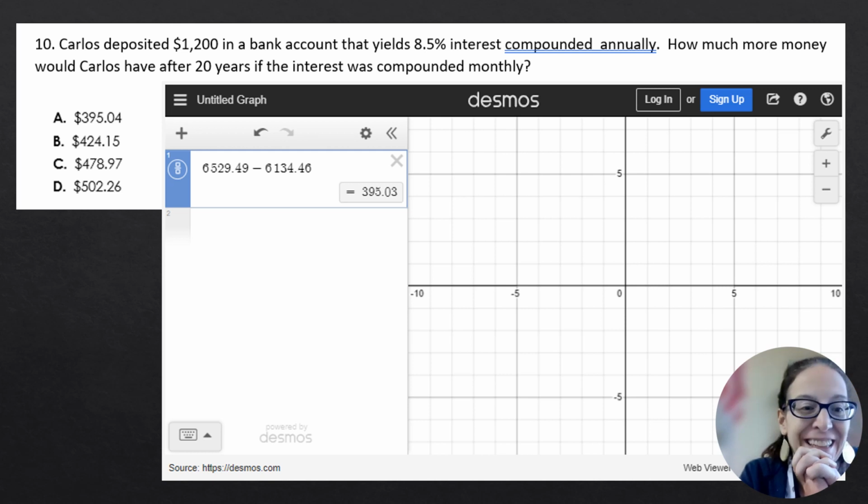Number 10. Carlos deposited $1,200 in a bank account that yields 8.5% interest compounded annually. That means it is compounded once a year. How much more money would Carlos have after 20 years if the interest was compounded monthly? This is an awful problem. I don't think I would do this right off the bat.